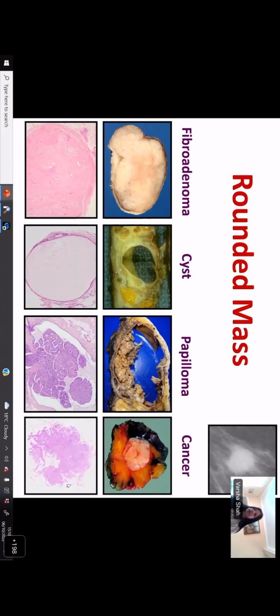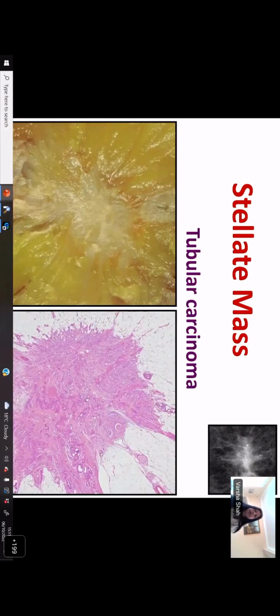So high-grade invasive cancer can be very well circumscribed, or a mucinous carcinoma can be very well circumscribed, and both will be solid. High-grade, particularly metaplastic cancer, if it has necrosis in the center, will look like a cystic, rounded mass. So sometimes radiologists do get surprises: when they say fibroadenoma, we would say it is a grade 3 invasive duct carcinoma. Stellate mass could be a tubular carcinoma or any other invasive duct carcinoma.